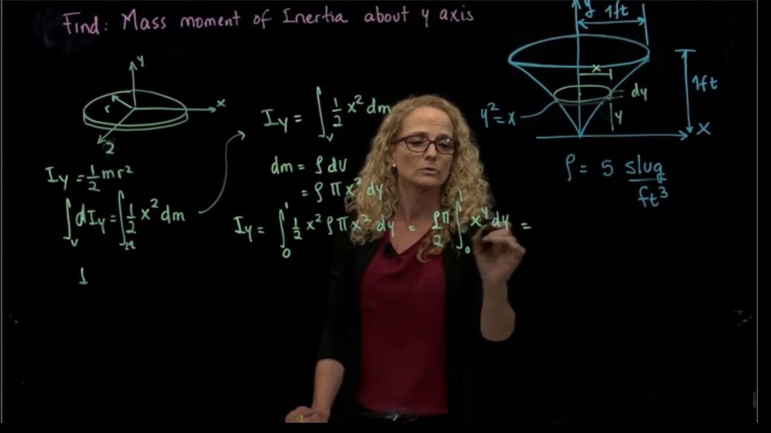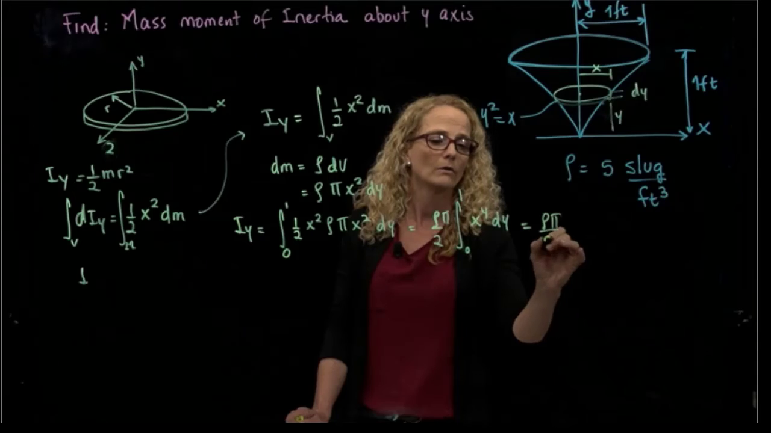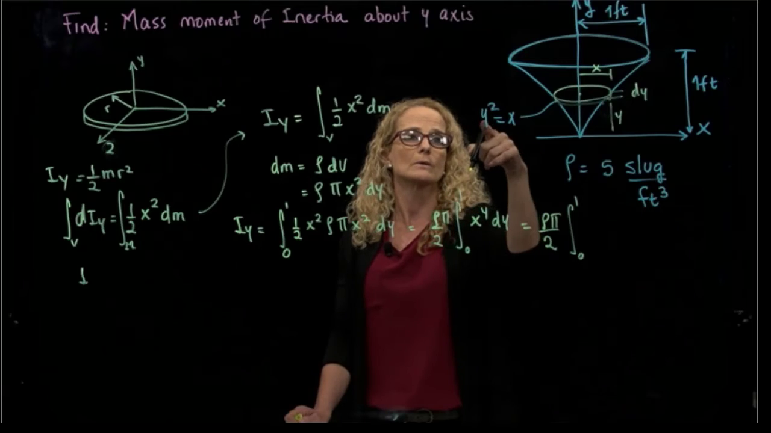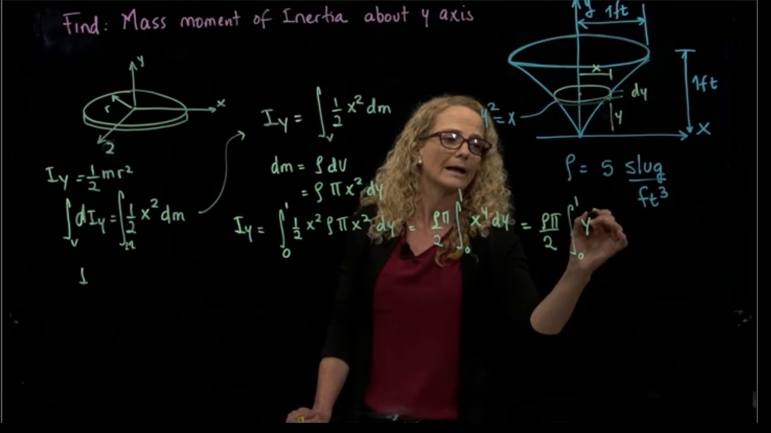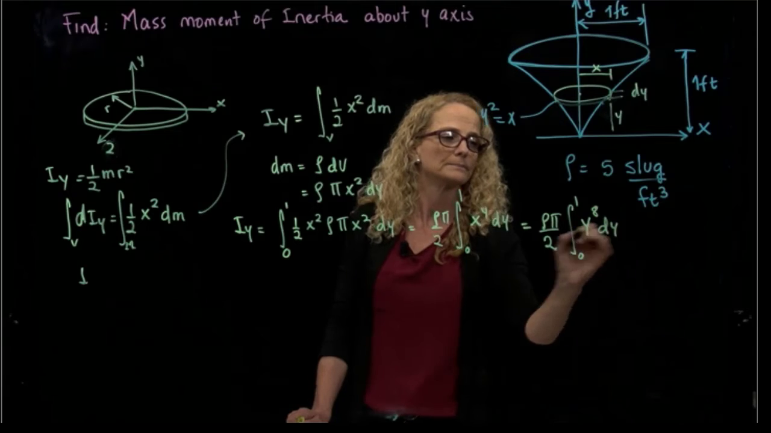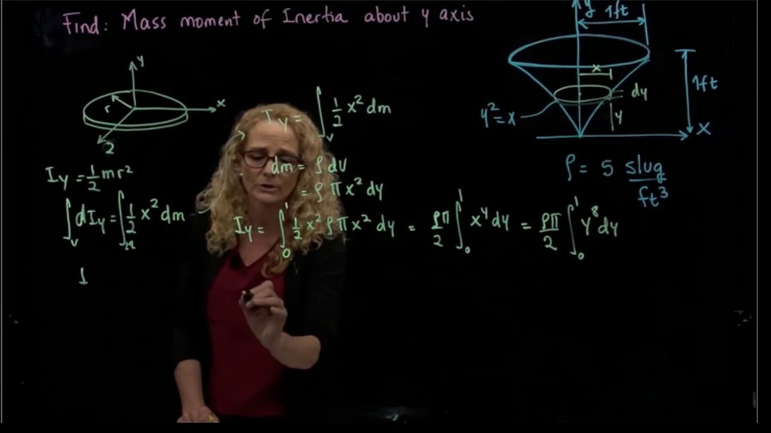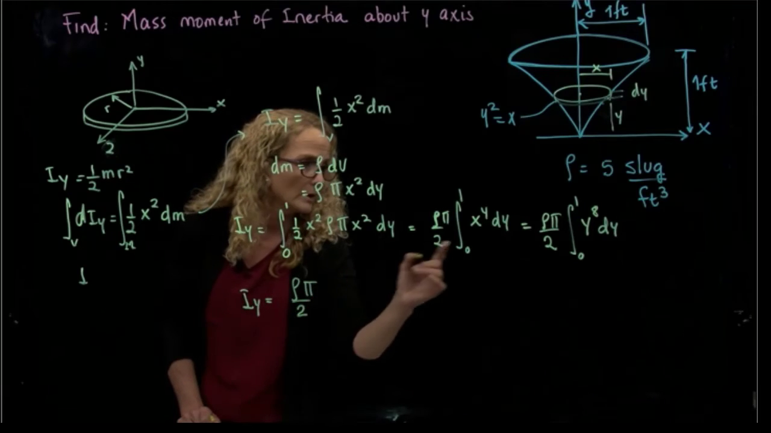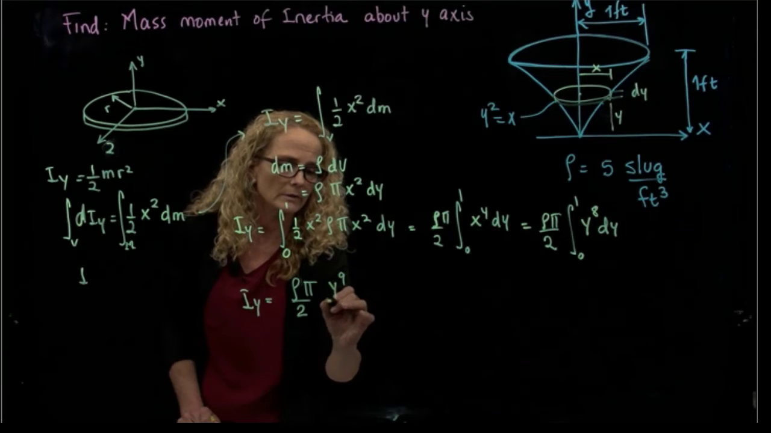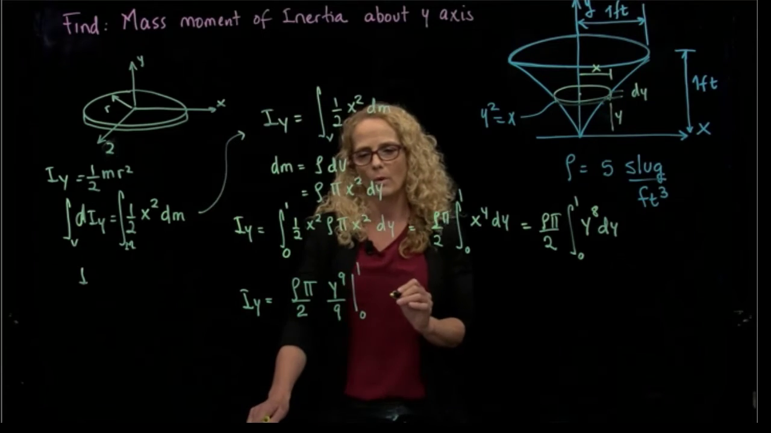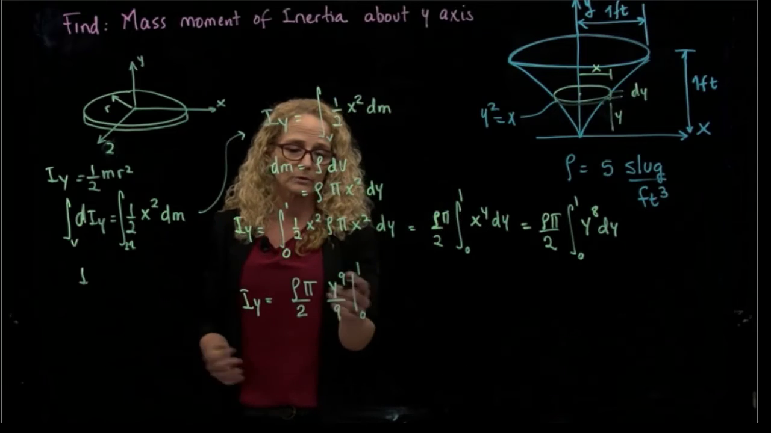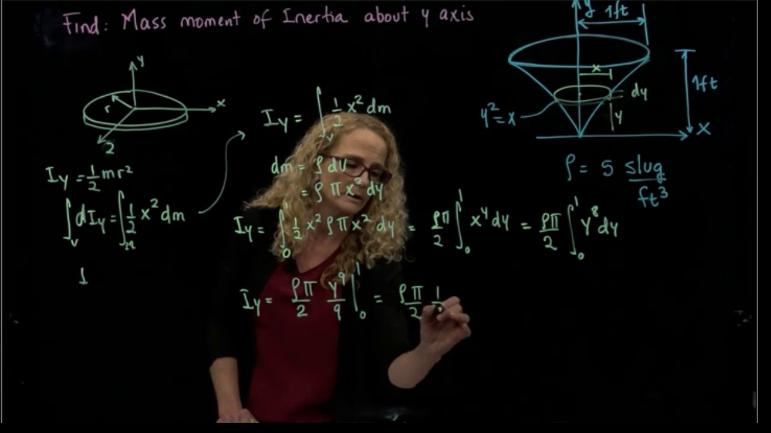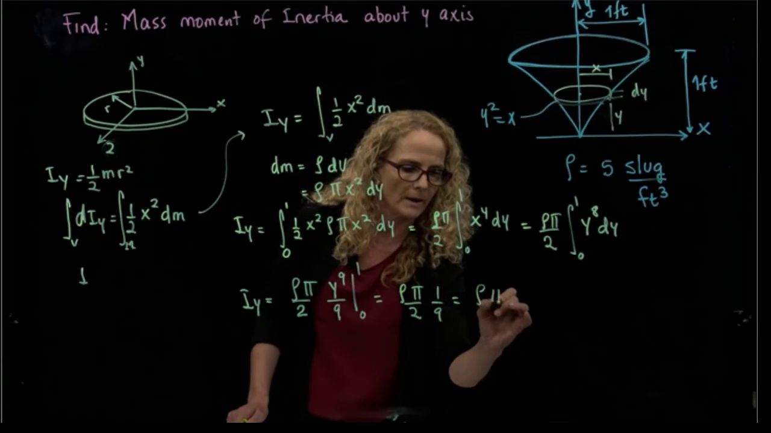So that will be equal to rho pi over 2 times the integral from 0 to 1, and since x is y squared, that gives me y to the 8th dy. Finally, that's a very easy integral. So I_y will be rho pi over 2 times y to the 9th over 9, evaluated from 0 to 1. Now we just plug in those numbers, which gives rho pi over 2 times 1/9, which we can write as rho pi over 18.